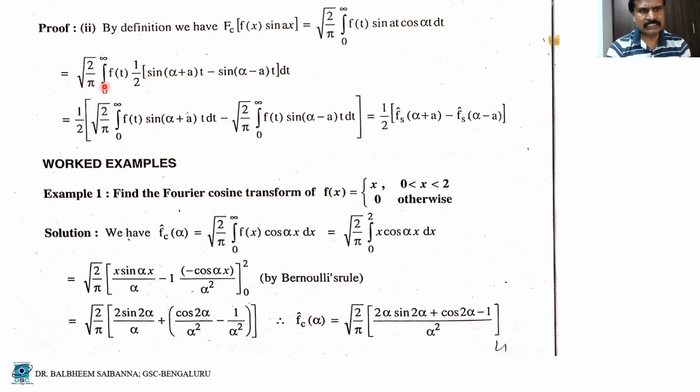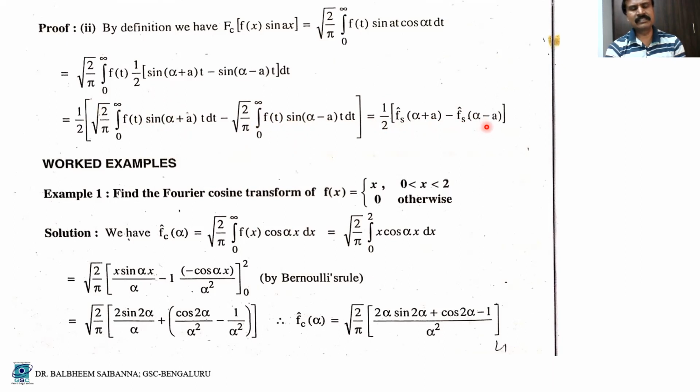Again this root 2 by pi and this integral are multiplied. These two terms will give this: square root of 2 by pi integral 0 to infinity f of t sin(alpha plus a)t dt, then minus root 2 by pi integral 0 to infinity f of t sin(alpha minus a)t dt. Again except this 1 by 2, by using the Fourier sine transformation, see very carefully, sine is there. When sine is there, we must use the Fourier sine transformation. Don't use the cosine transformation. So we write 1 by 2 [Fs(alpha plus a) minus Fs(alpha minus a)].